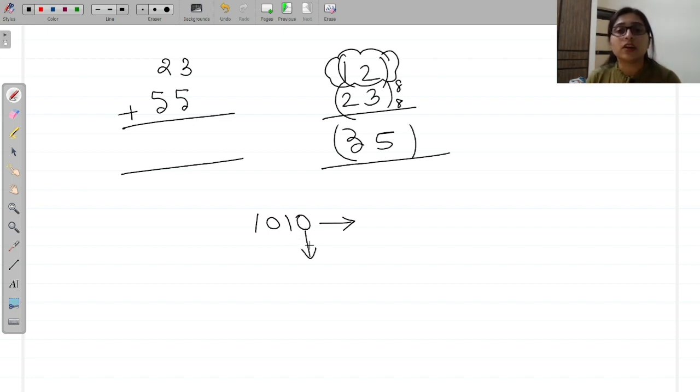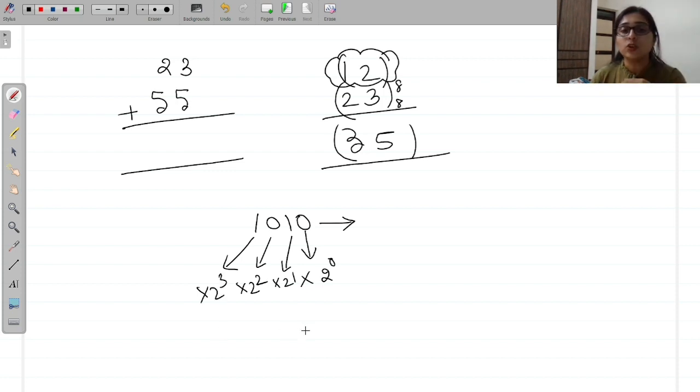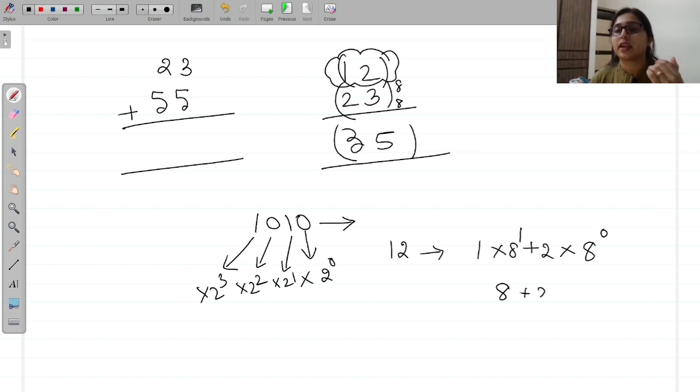Converting binary to decimal involved multiplying with the weights. So it is 2 to the power 0, 2 to the power 1, 2 to the power 2, 2 to the power 3. Likewise, we are going to follow the same procedure in octal. So I am going to multiply with the weights: this will be 1, this will be 8, this is 2, this is 10.